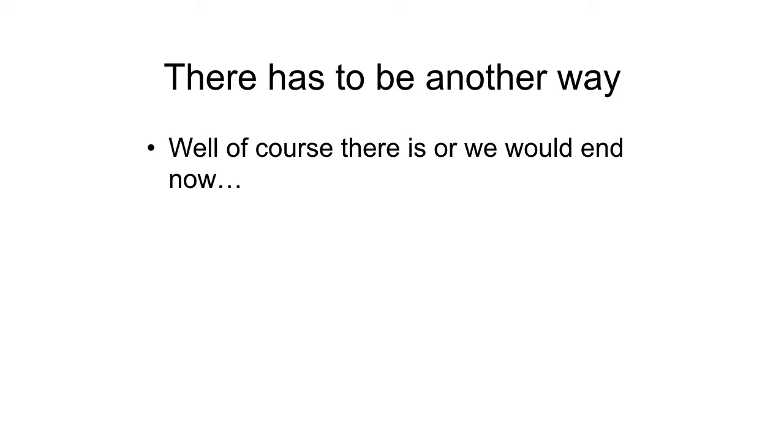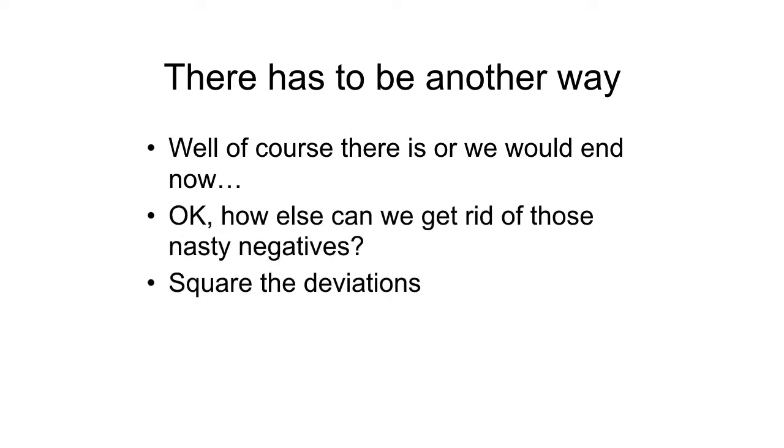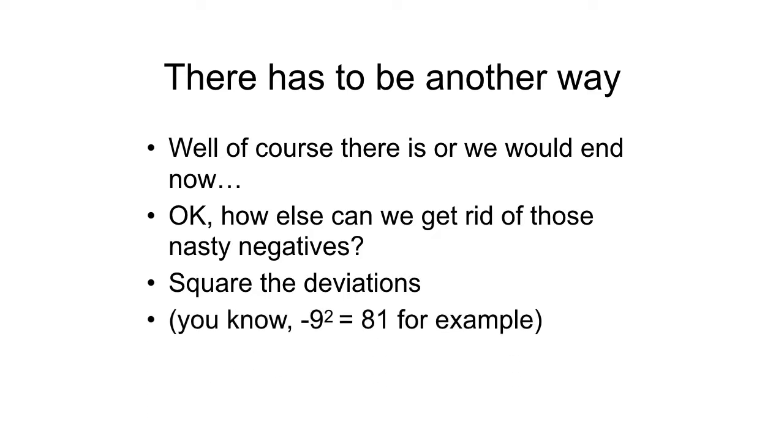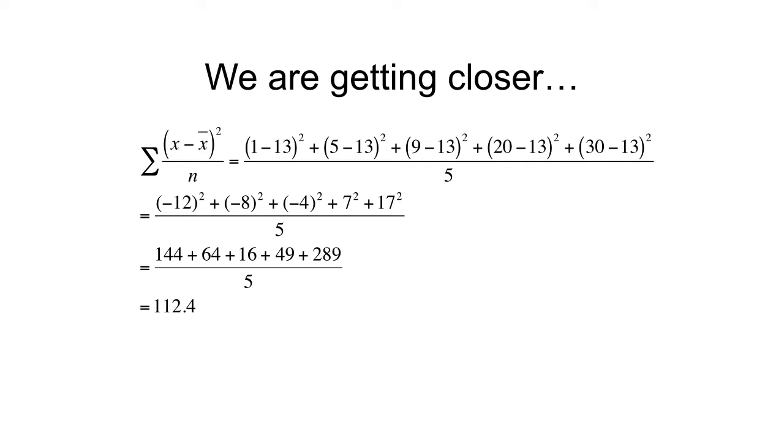There's got to be a better way, and obviously there is, and you all know what it is. The other way to get rid of negatives is squaring numbers. So negative 1 times negative 1 is 1. Two negatives make a positive. Two wrongs make a right. No, that's too far. So in that case, we can square the deviations and we have something useful. And that's what we have here. So I squared these: 144, 64, 16, 49, 289. Square them up, add them up, divide by 5, we get 112.4.